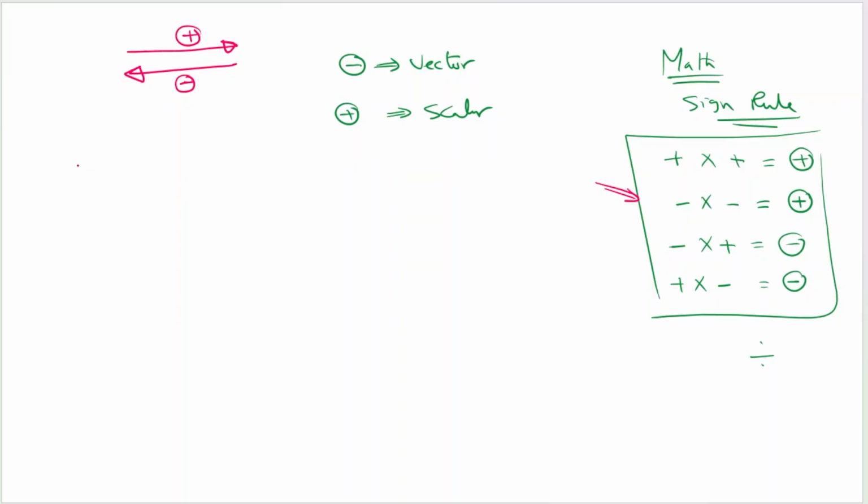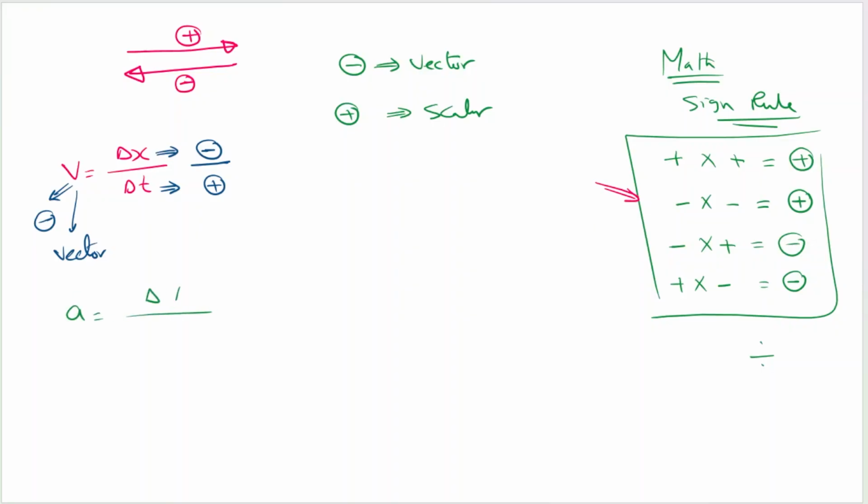For example, velocity is equal to displacement divided by time. You know that displacement is a vector, so I will put negative. But also you know that time is a scalar, so I will put positive. So negative divided by positive will be negative. So velocity is a vector because it could be negative. Another example, acceleration is equal to the rate of change of velocity. Velocity is a vector, so I will put negative. Time is a scalar, I will put positive. Negative divided by positive is negative. So acceleration is a vector.